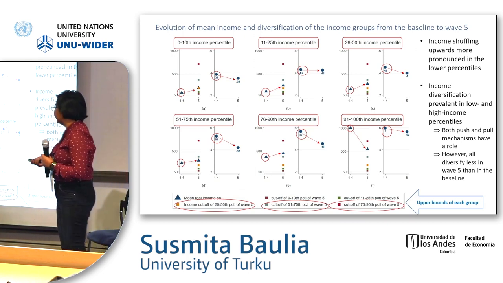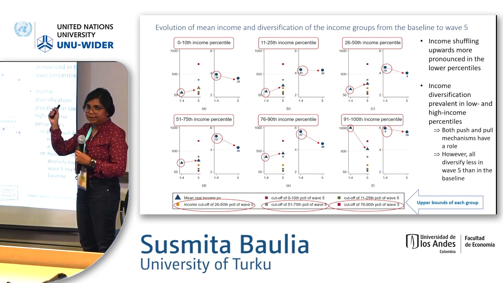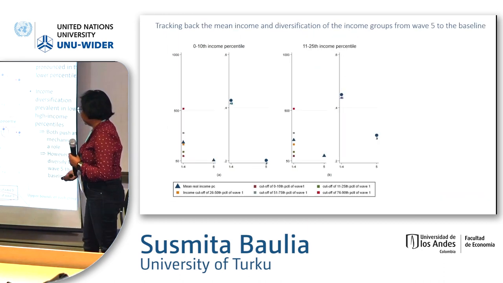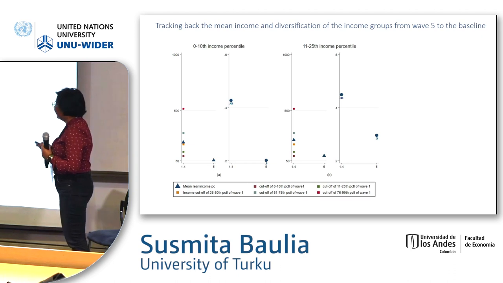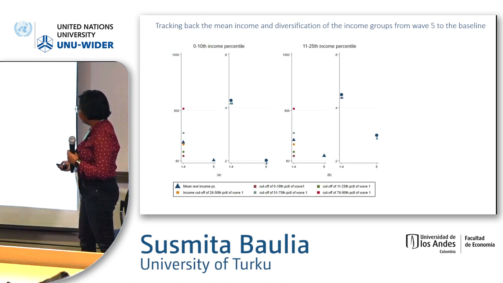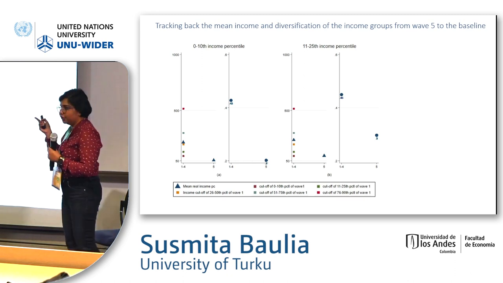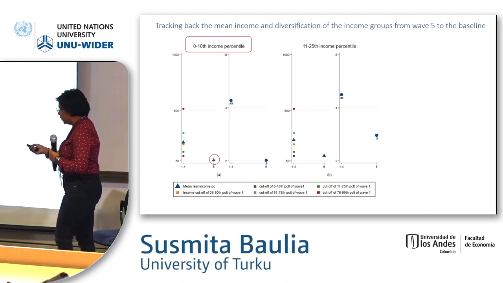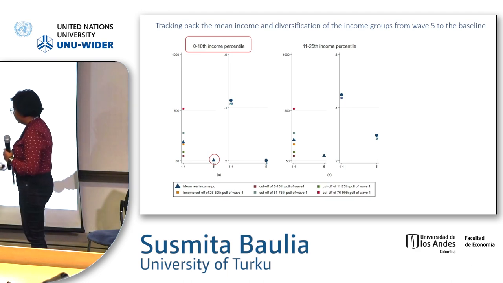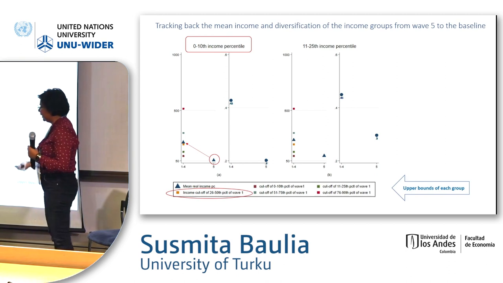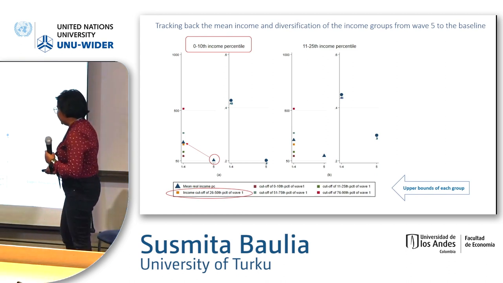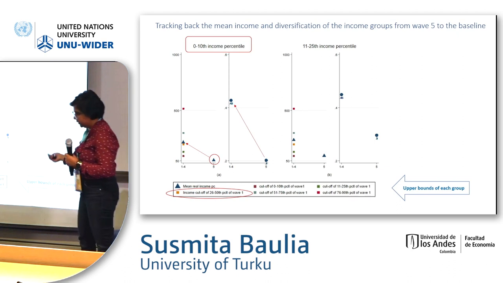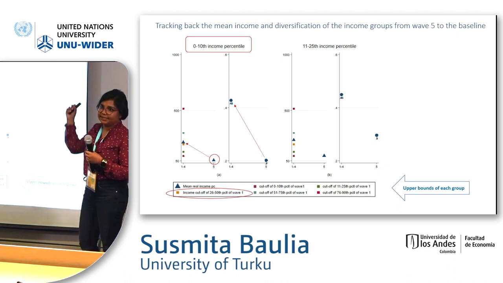Now the question is, we see that these poorer groups' mean income has increased and they have gone up the ladder. So who are the poorer guys in wave five? This is a bit of a speculation exercise, but what I'm doing here is tracking the mean income and diversification of the income groups from wave five back to the baseline. So now we have the bottommost percentile of wave five according to wave five's distribution, and when we look, we see that they were somewhere high up in the baseline wave. When we look at their corresponding diversification, we see quite a difference. The difference in the earlier graph was much smaller.